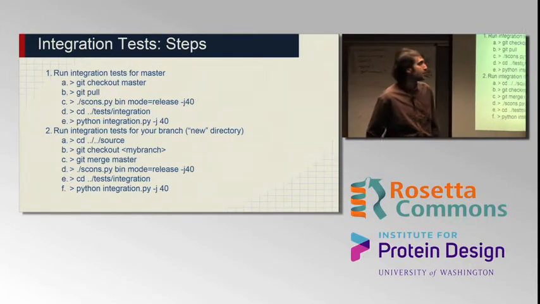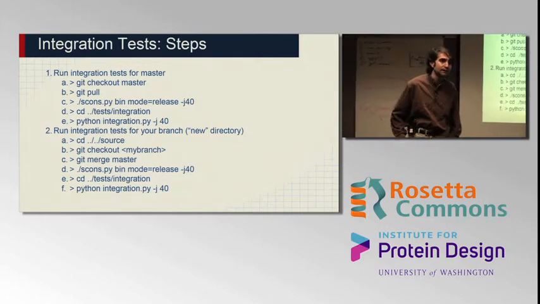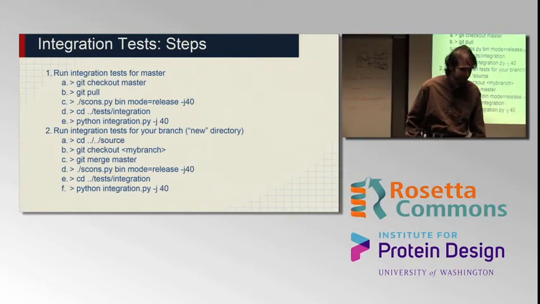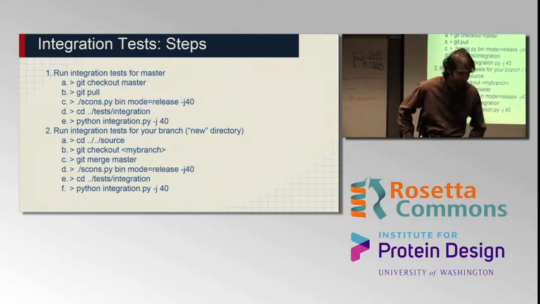And then run the integration tests. And the command is python integration.py -j, the number of processors you want to use. And so that's going to go and run all the tests for master. It'll take a while, and it'll generate the ref directory.